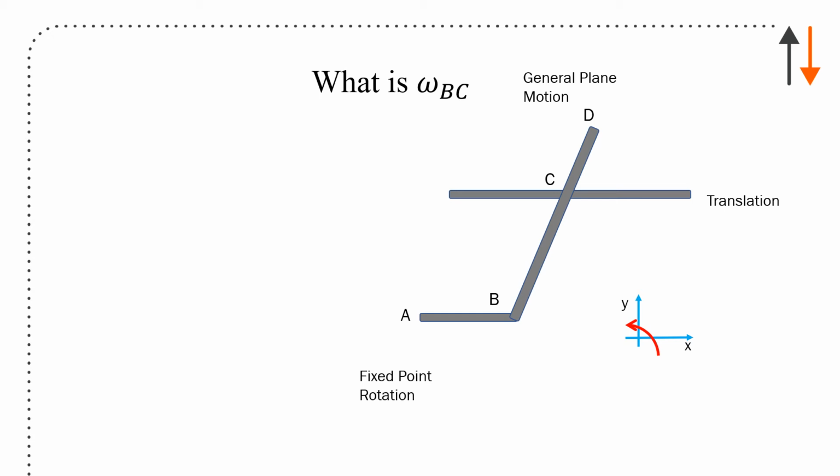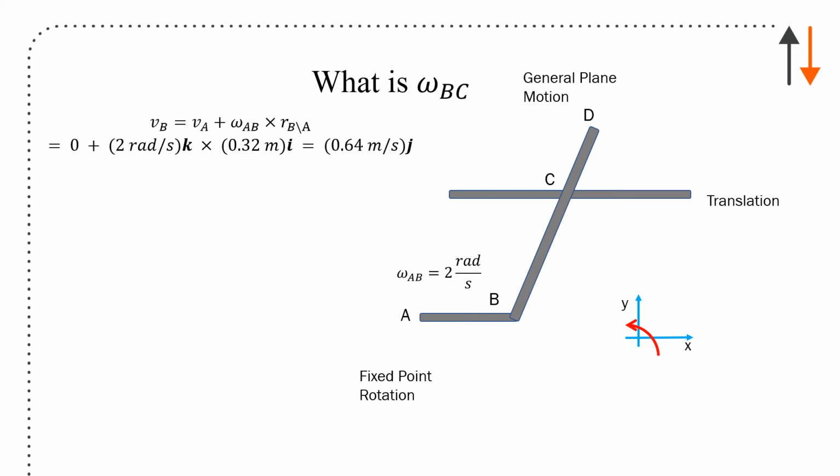Well, you have for the link B, C, and D, general plane motion. For the slider C, it's translation, and for AB, it's fixed point rotation. Omega AB is 2 rads per second. So velocity of B is equal to velocity of A plus omega AB cross with r of B with respect to A. Velocity of A is 0. And substituting in terms, you get 0.64 meters per second in the j direction.